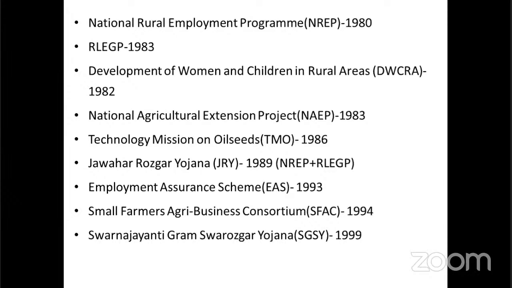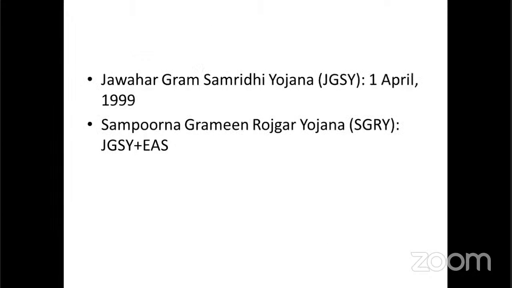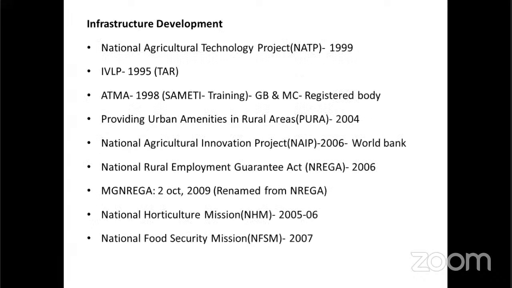Next one is Swarna Jayanti Gram Swarozgar Yojana, which was launched in 1999. Next, the Jawahar Gram Samriddhi Yojana (JGSY), which was launched on 1st April 1999. Next one, the Sampoorna Gramin Rozgar Yojana (SGRY), which is a combination of Jawahar Gram Samriddhi Yojana and also the Employment Assurance Scheme.